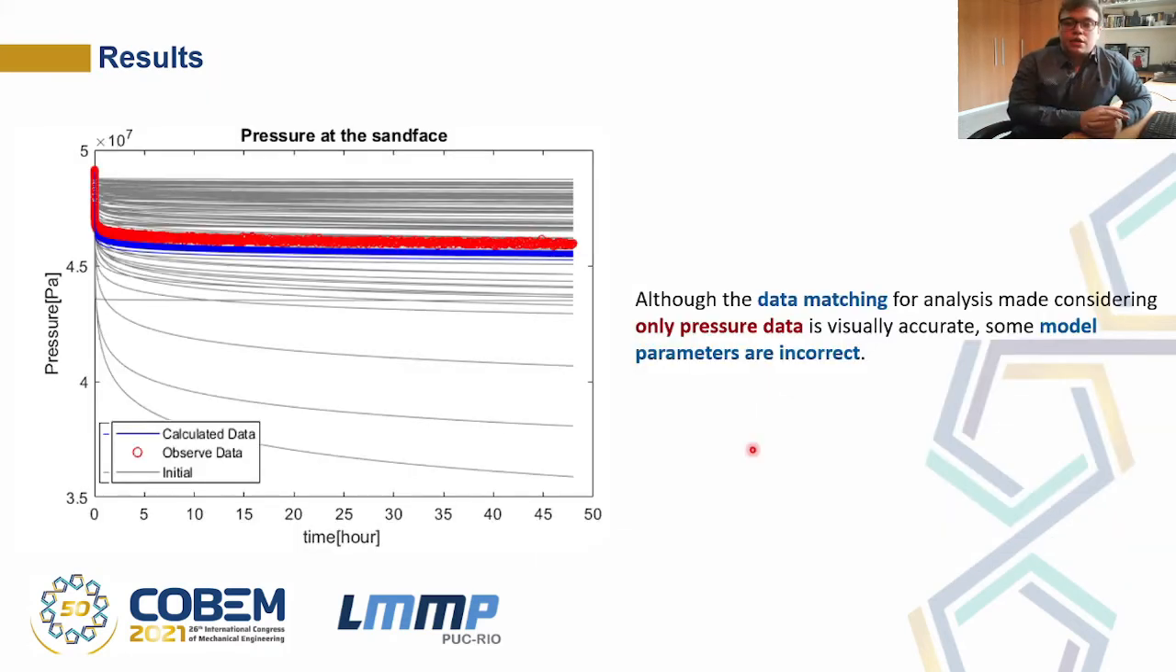Here is the data matching between the observed data in red and the last simulated data in blue. In gray, we have the simulation for the initial distribution for only pressure knowledge. Although the data matching is near the expected, some parameters of the vector of parameters were estimated incorrectly.